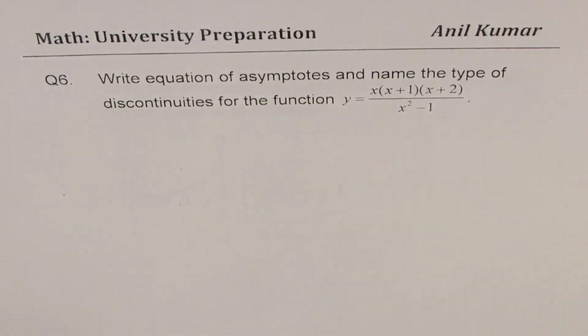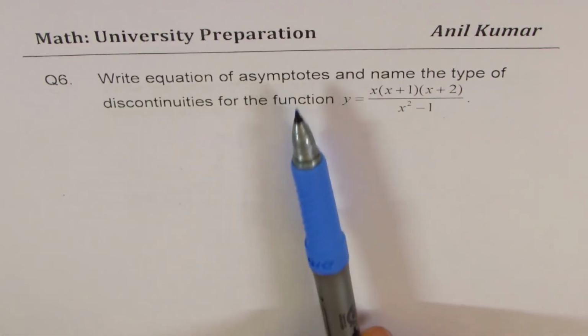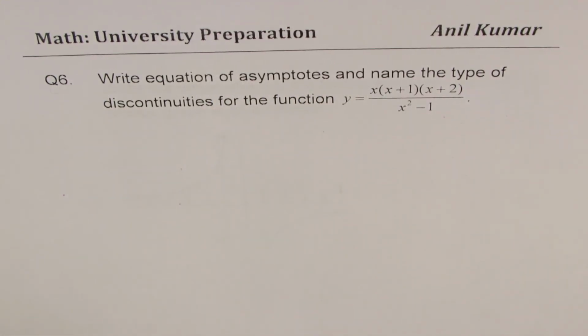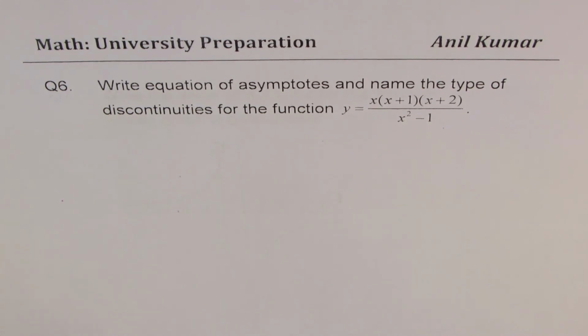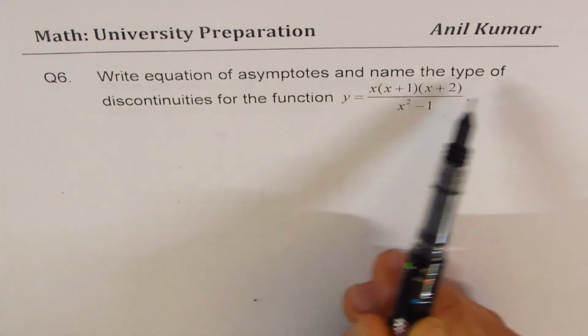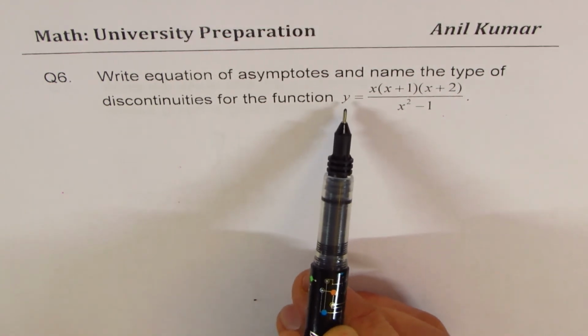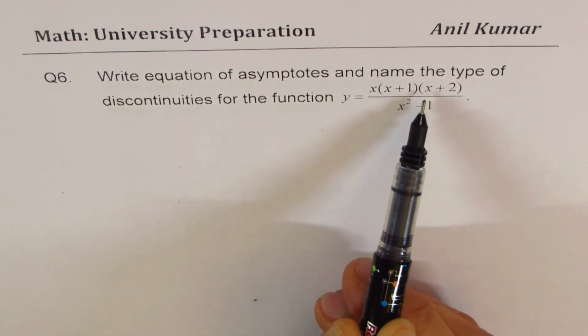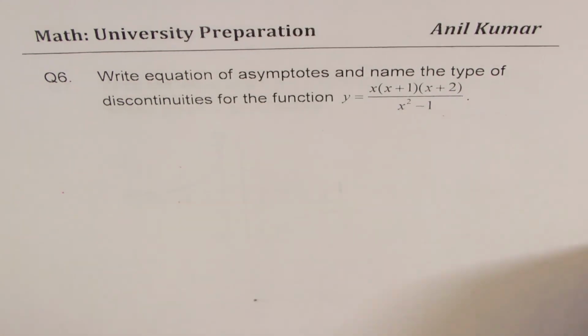So let's move on, and here is my question, which I added into your series. Question number 6. Write equation of asymptotes and name the type of discontinuities for the function y equals x times (x plus 1) times (x plus 2) divided by x squared minus 1. Pause the video, copy the question, try it out, and then look into my suggestions.